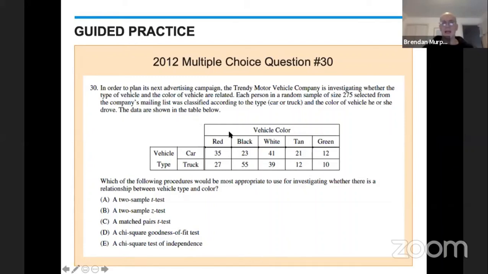So does this feel like a chi-squared test for goodness of fit, chi-squared test for homogeneity, or chi-squared test for independence? And again, independence would be one population comparing two or more variables. And so it feels like to me chi-squared test for independence, and the answer is E. And I'm trying to see, is there some relationship, some association between the color of the vehicle that people selected versus the make of the vehicle, car versus truck.